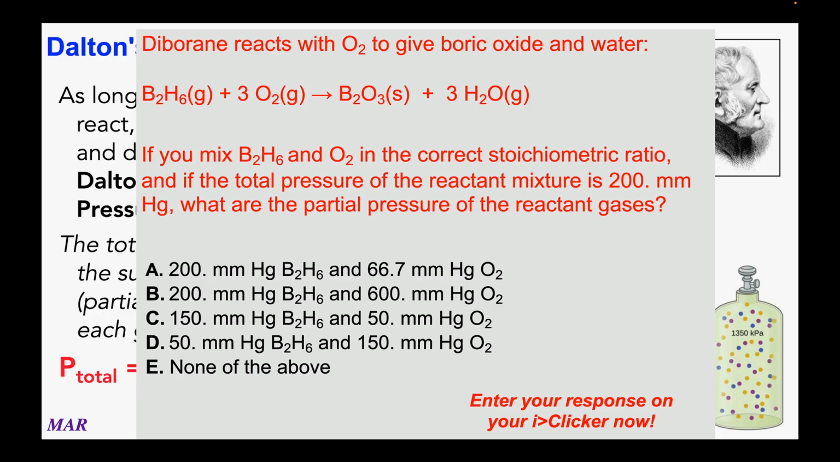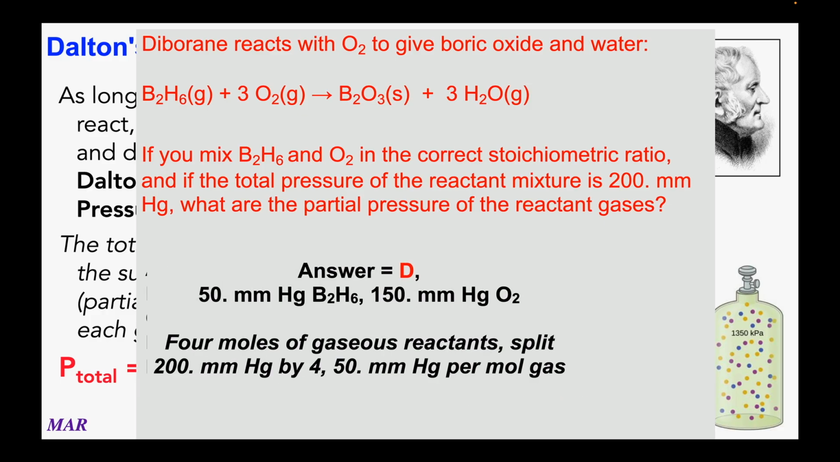Okay, so the total reactant pressure is 200 millimeters of mercury. And you can see from that equation that you have 1 diborane, 1 B2H6, and 3 oxygens, 3 O2s. So there are a total of 4 moles of reactants. And if the total pressure is 200 millimeters of mercury, then 1/4 of that will be B2H6, because there's a 1 in front of it, and 3/4 of 200 will be the O2. So when you take 3/4 of 200, you get 150, and 1/4 of 200 would be 50. So those are the pressures of the individual gases.